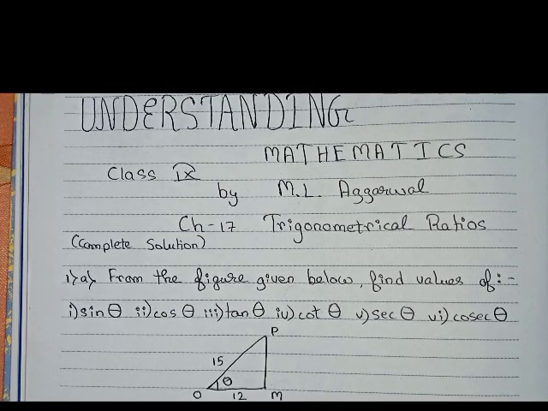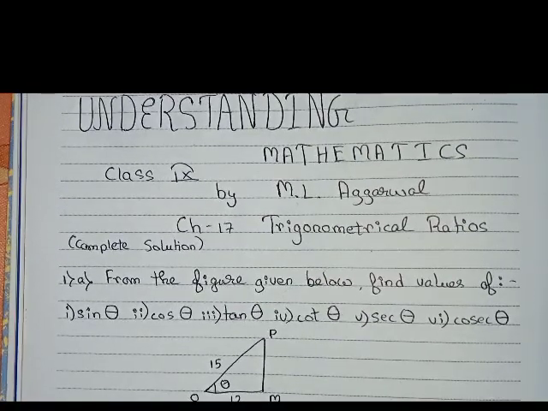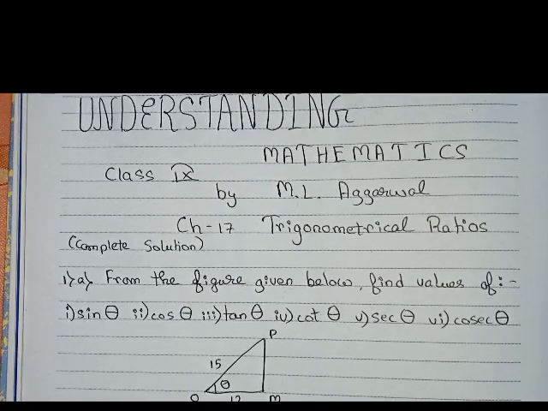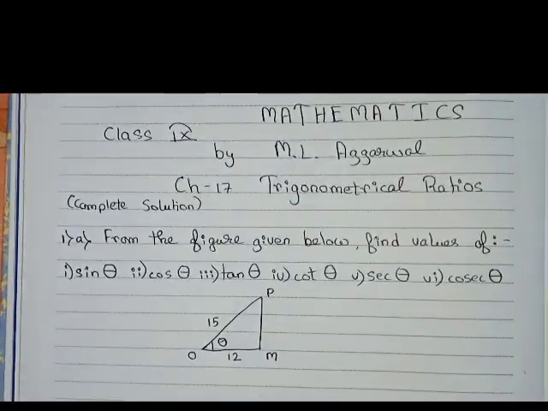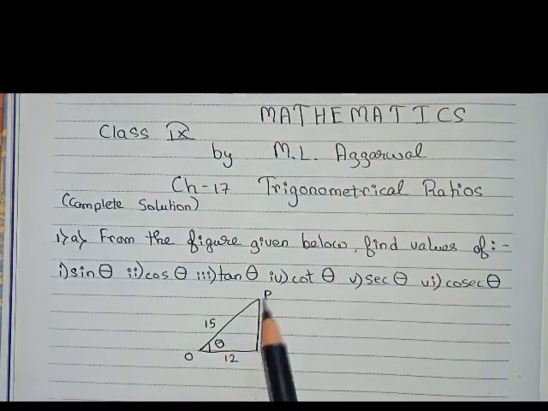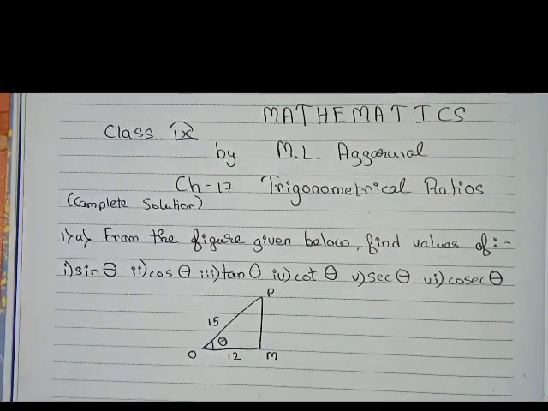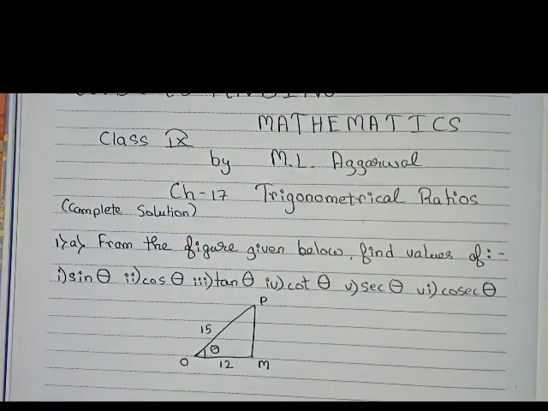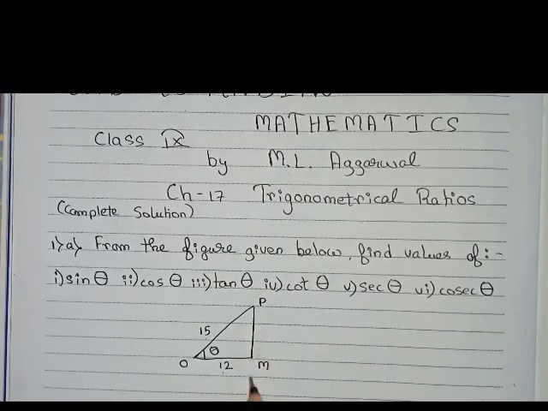So our first question for the chapter is 1a. From the figure given below, find the value of sin theta, cos theta, tan theta, cot theta, sec theta and cosec theta. So this is our diagram, given triangle OMP. So we need to solve this question. First we need to find out the three sides of the triangle. 15 is given, 12 is given, but this side is not given.